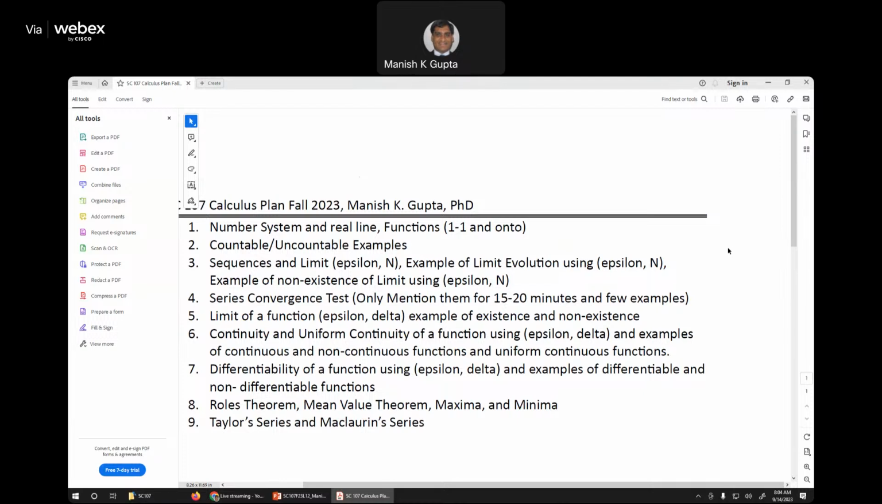Countable and uncountable is an important thing. We need to see certain examples of when something is countable and when something is not countable. So examples, you see, I have written very specific ones.